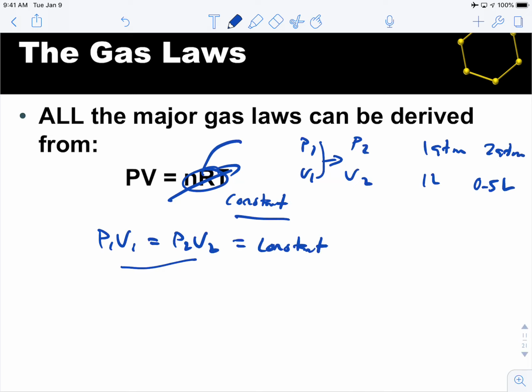R, of course, is the ideal gas constant we'll define later. T is temperature, n is moles. So let's take another example, and you can do this now with any scenario. So there's no reason to memorize all these different equations.